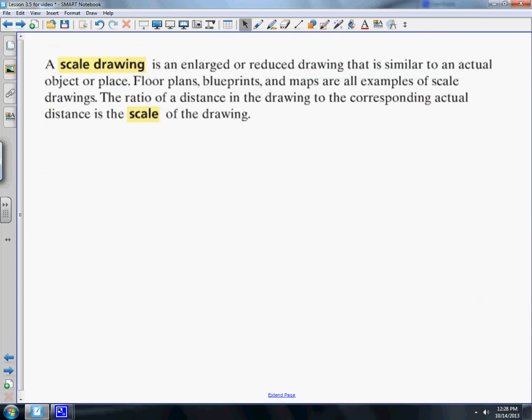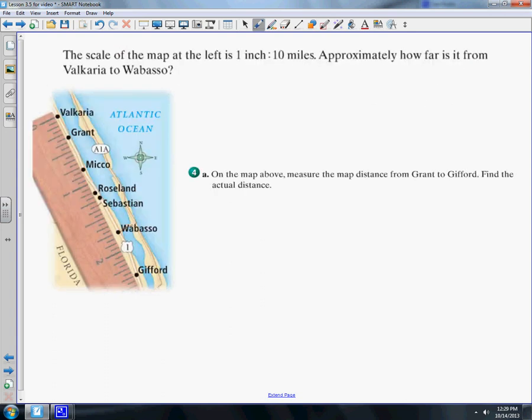All right, a scale drawing is an enlarged or reduced drawing that is similar to an actual object or place. Floor plans, blueprints, and maps are all examples of scale drawings. The ratio of a distance in the drawing to the corresponding actual distance is the scale. So make sure you have scale drawing down in your notes. The scale of the map at the left is 1 inch to 10 miles. Approximately how far is it from Valcaria to Wabasso?